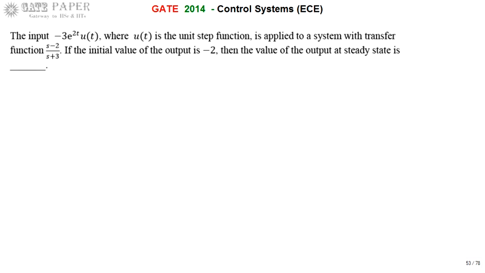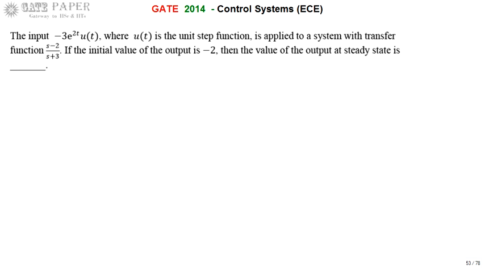Hello, we are discussing the GATE 2014 ECE paper. The input -3 e^(2t) u(t) is applied to a system with transfer function (s - 2)/(s + 3). If the initial value of the output is -2, then the final value of the output at steady state is?